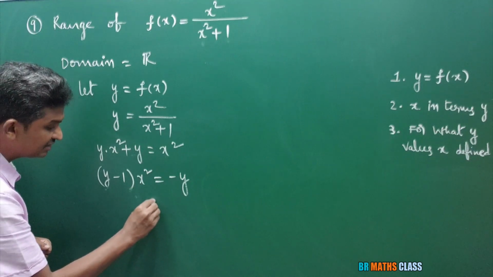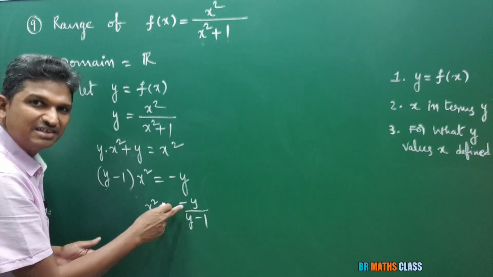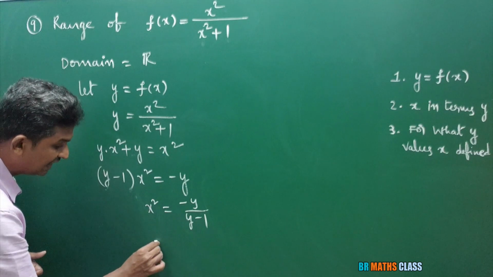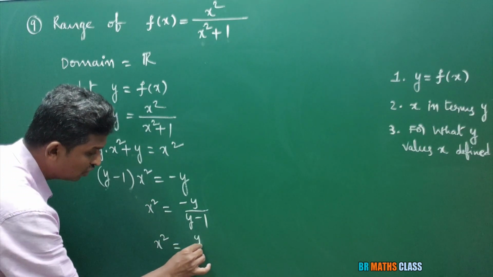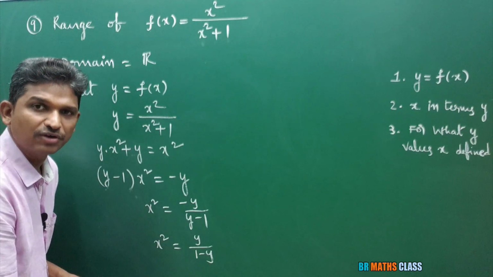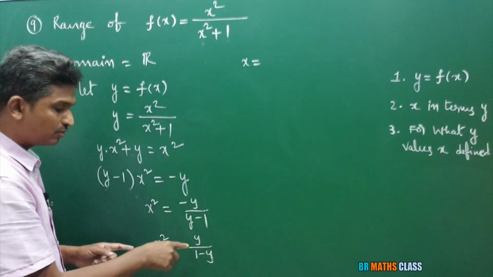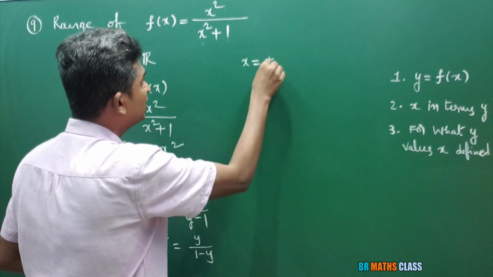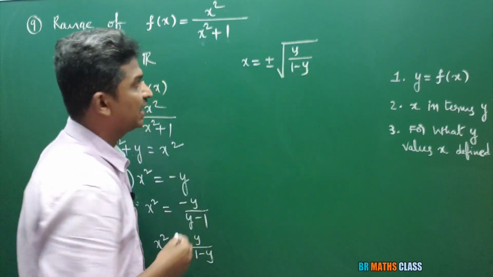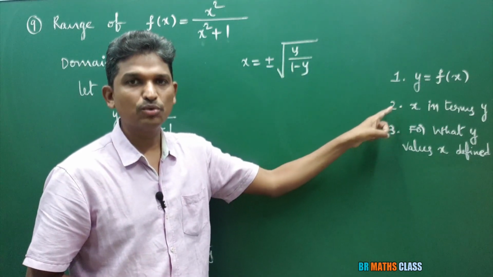Now what I need is x in terms of y. What is x square from this? x square is minus y divided by y minus 1. Here minus is there, so I'll multiply numerator and denominator with minus. So I'll get x square equal to y divided by 1 minus y. Now I want x in terms of y, so I'll apply square root on both sides. x equal to plus or minus root over y divided by 1 minus y. Second step is over. I have written x completely in terms of y.